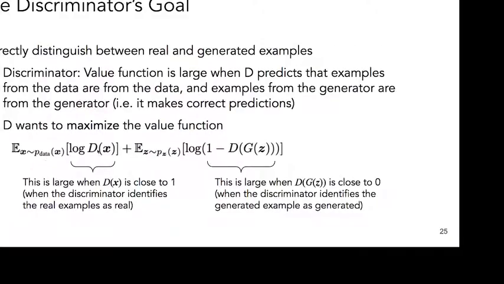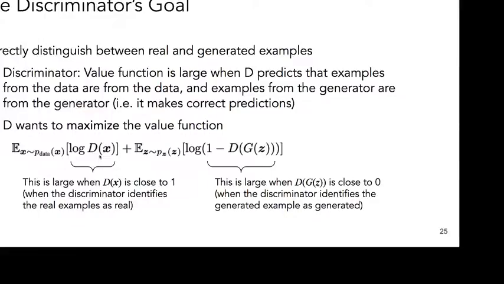So these are two terms from the value function that concern the discriminator. So this term over here, this is expectation. This means we're concerned with all of the examples that come from the real distribution. So this is overall real examples. And this term, log of D of x, this is large when D of x is close to 1, and that is when the discriminator identifies the real examples as real. So in this part of the function, we're only giving D the real examples. And so for all the real examples, we want D to output 1, because 1 means that it's from the actual data.